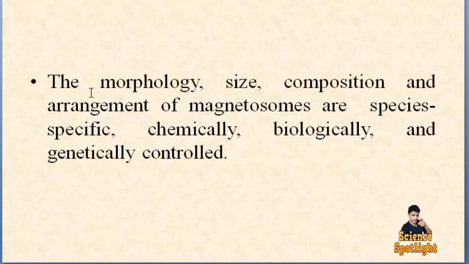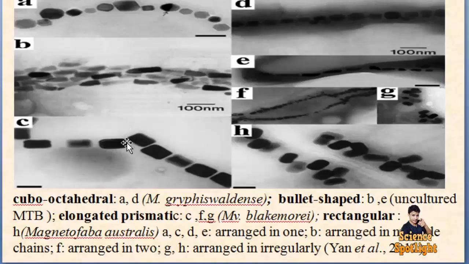And coming to the morphology, the size, composition and arrangement of magnetosomes are species specific, and they are chemically, biologically and genetically controlled. There are many types of magnetosome morphology existing in different groups of magnetotactic bacteria, commonly cubo-octahedral, bullet-shaped, elongated, spheroidal, then rectangular, and some magnetotactic bacteria have either a single chain or multiple chains.